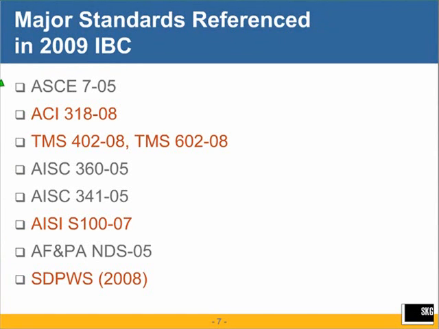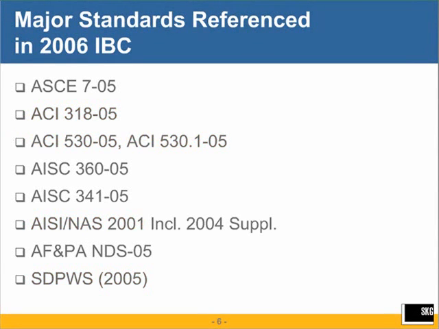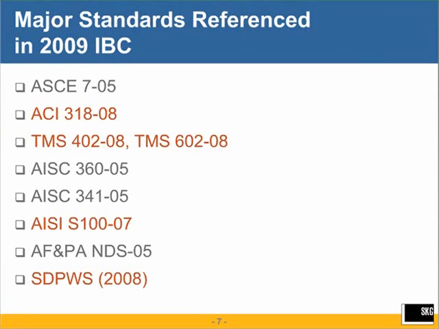Now, in the previous slide, this was referenced as ACI 530, which is the masonry design standard and the masonry specifications. Now it is being referenced a little bit differently. There are three promulgating organizations for the masonry standard: TMS, the Masonry Society, ASCE, and ACI. And it is now being referenced using the TMS acronym. So that's just a little thing to know as you're working with the 2009 IBC: when you see TMS 402 being mentioned, that is referring to the masonry standard.